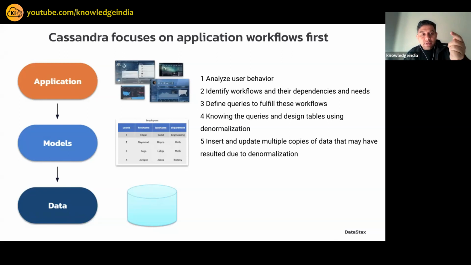And hence, if you see on the screen, as Kseniia is showing, first you have to look at the application. You have to try and understand what type of experience we have to give to the user. Based on that, you will define the different queries which your application would run. And then you will define the data model in such a way which is more suitable for those queries to run efficiently. And Cassandra helps in that direction.